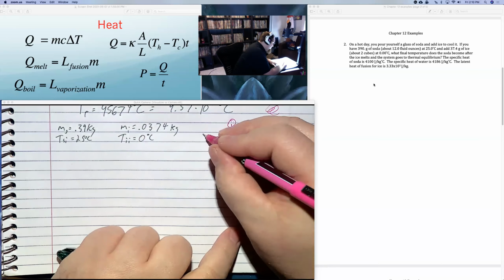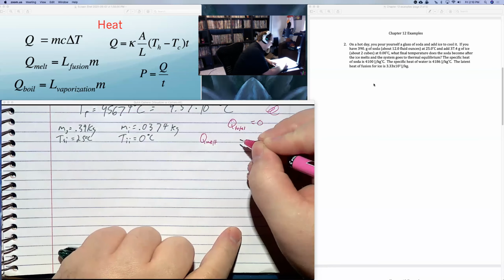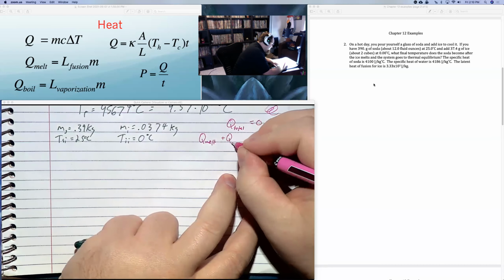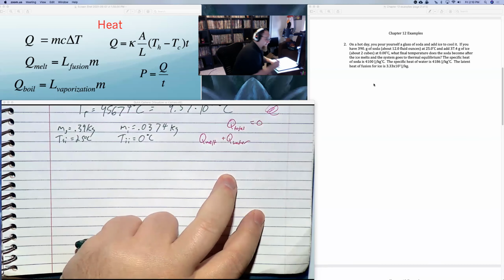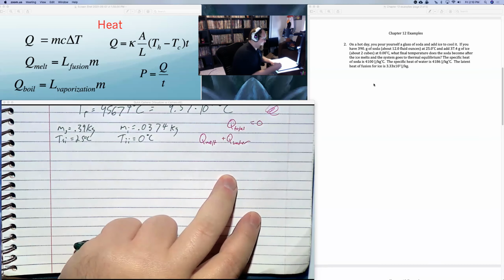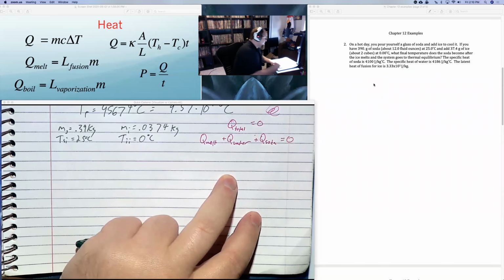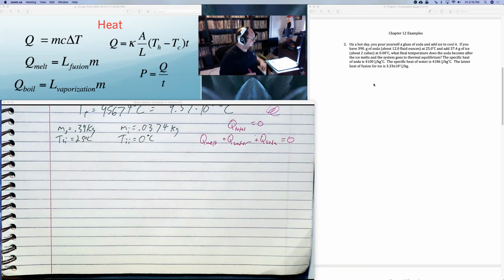So we'll have the energy required to melt the ice. But once the ice melts, it's going to become water at 0 degrees. That water is going to heat up. And meanwhile, that's going to pull energy from the soda, which is cooling down. So we have three things: the ice melting, the what once was ice is now water heating up, and the soda getting colder. And that's what's going to equal 0.